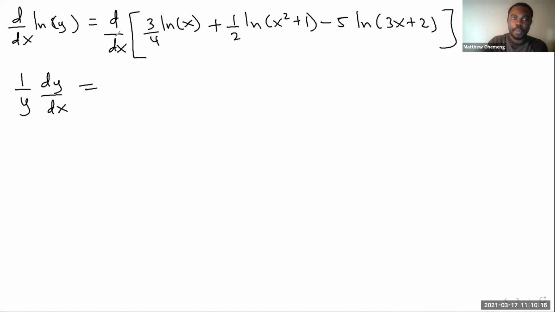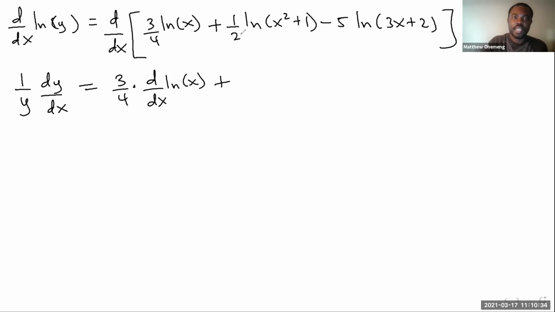So if you apply the differentiation operator through, for the first piece, by the constant multiple rule, just ignore the 3 over 4 and then do the derivative of ln of x. What's the derivative of ln of x? That one is standard. Let me just attach this first so that it doesn't become too messy.